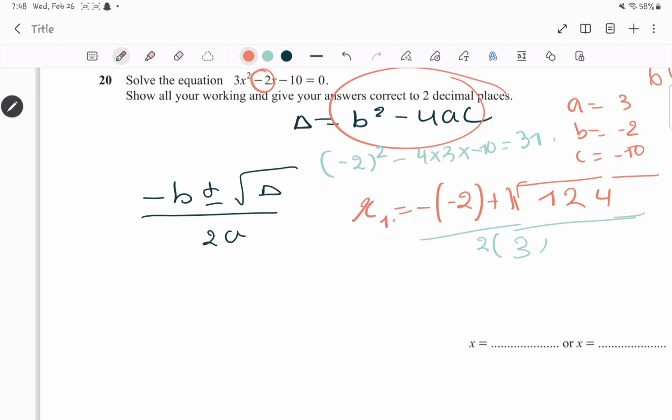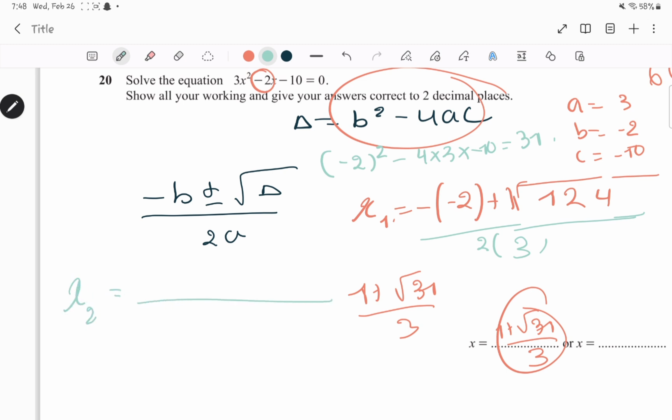So, if you put it on the calculator, minus 2 plus radical 124 over 2 times 3, you are going to get an answer which is 1 plus radical 31 over 3. So this is the first root. So the first root is 1 plus radical 31 over 3. Now, you will see why if you put this answer, it is wrong. Let us do the second one.